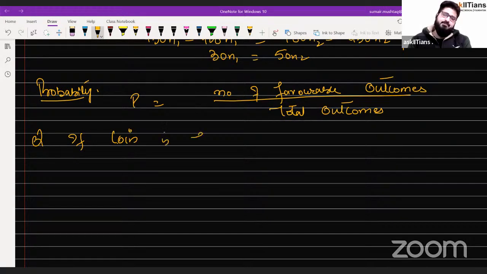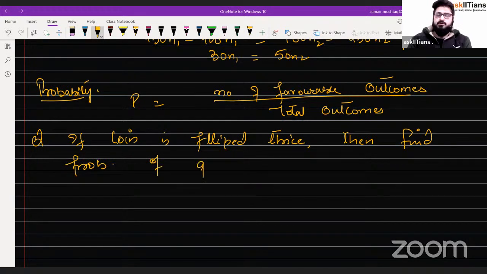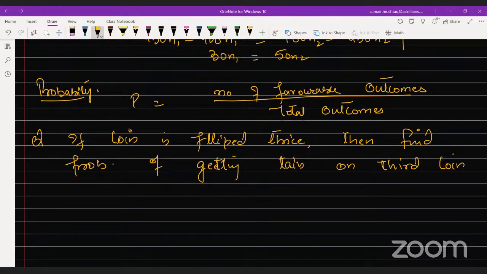A coin is flipped thrice, then thrice means 3 times. Then find the probability of getting tails on the third coin. That means 3 coins are flipped continuously, simultaneously.